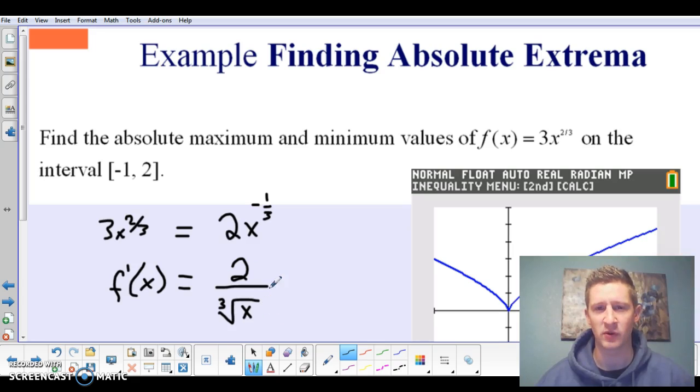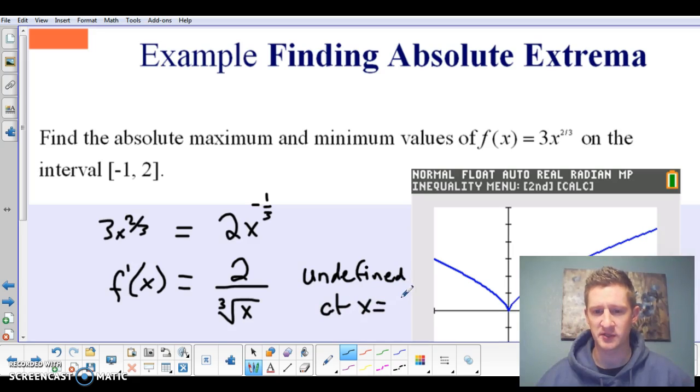Nothing is going to make this expression equal 0 because I have a constant in the numerator, and there's no way to make a fraction with a constant in the numerator equal to 0. However, there is a value at which this function is undefined, and that would be 0, because if I plug 0 into the denominator, I would take the cube root of 0, which is 0, which would force me to be dividing by 0, which is something I can't do. So I'm going to make a little note that this function is undefined at x equals 0.